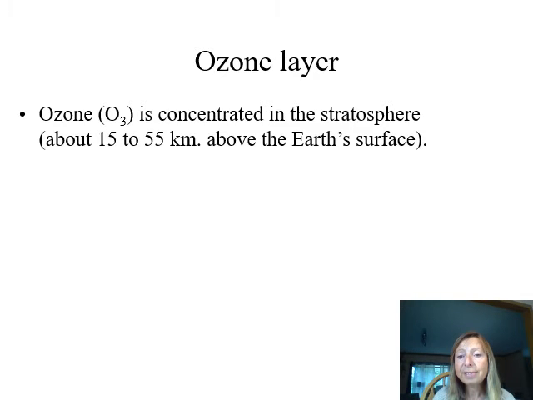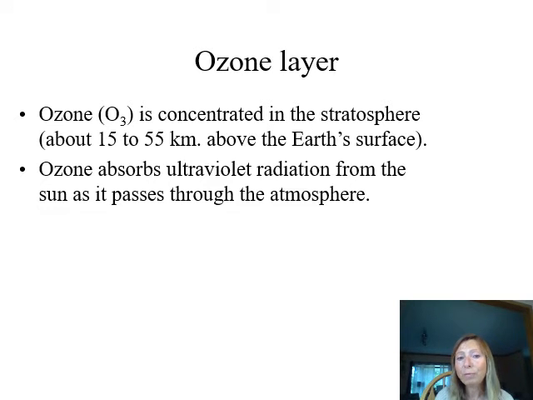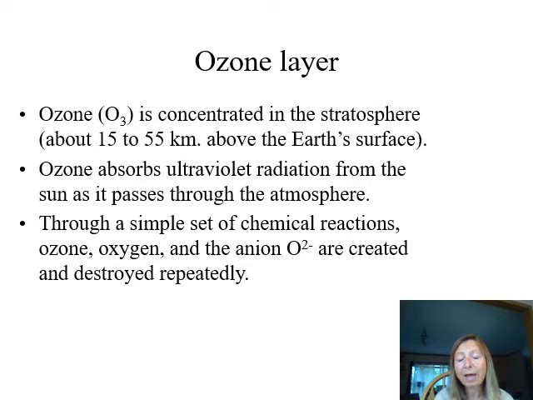The ozone layer is associated with the lower portion of the stratosphere at altitudes between 15 and 55 kilometers above the surface of our planet. Ozone plays a very important role in protecting biological life on Earth because it absorbs harmful ultraviolet radiation from the sun as it passes through the atmosphere. Without our ozone layer, life on Earth would not be possible.